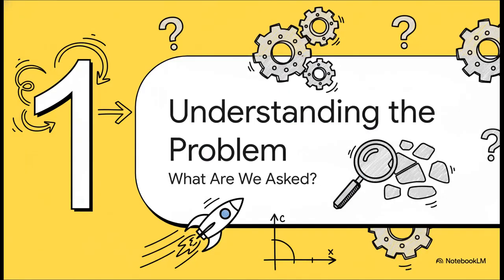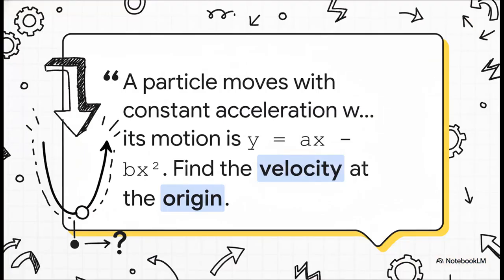Okay, first things first. Before we can even think about solving anything, we have to be crystal clear on what the problem is giving us and what it wants in return. And here it is, the problem itself. So we've got a particle, it's moving with a constant downward acceleration, which we're calling W, and its path, its trajectory, is described by this neat little parabolic equation. Our mission? Find its velocity right at the very beginning, at the origin.